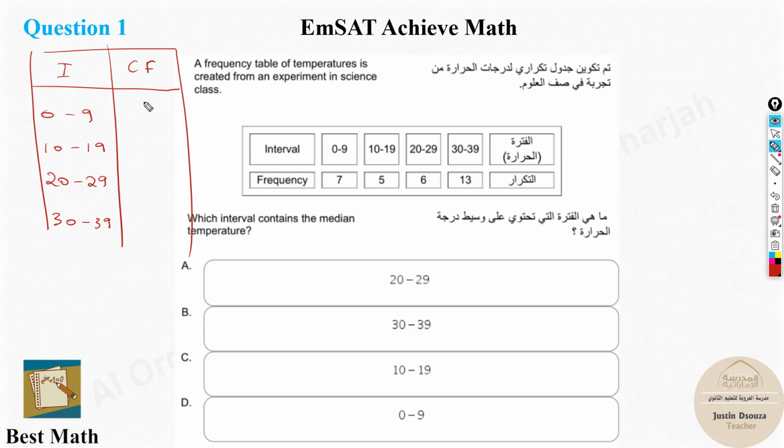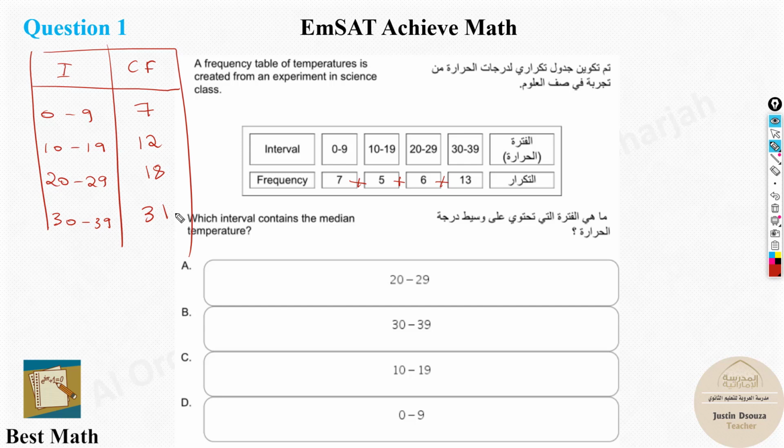So cumulative frequency, the first one remains the same, it's 7. But what is the second value? Here, 7 plus 5 would be equal to 12. You basically add them up. Now add the first three values, or add 12 plus the next value. 12 plus 6 is 18. And lastly, for the last one, you need to add up all the four values. It would be 30 plus 1, 31. So this is how you get this cumulative frequency table.